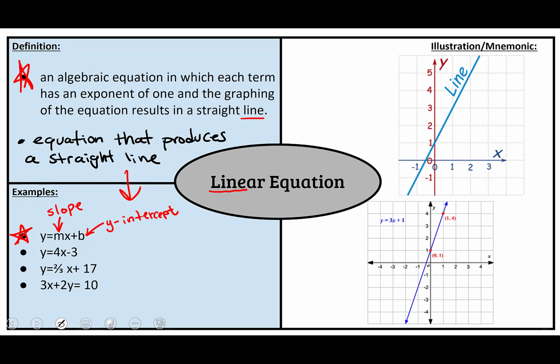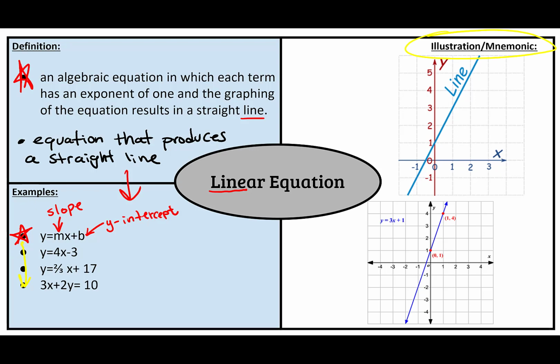You'll see a few examples of y equals mx plus b equations below. We have y equals 4x minus 3. Y equals 2x plus 17. 3x plus 2y equals 10 is also an example of a linear equation. Y has yet to be isolated or gotten by itself in this equation, but it is an equation that can produce a line.